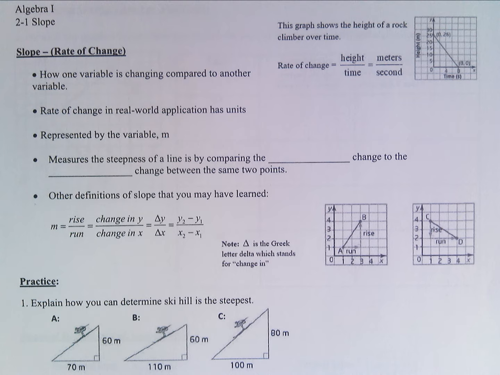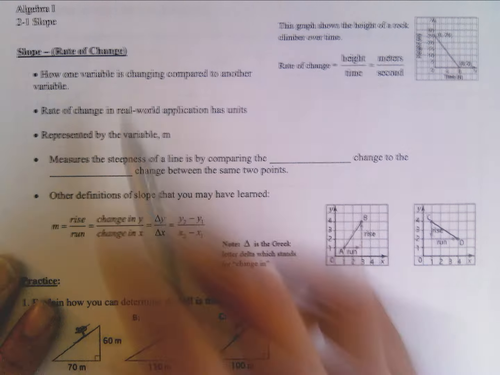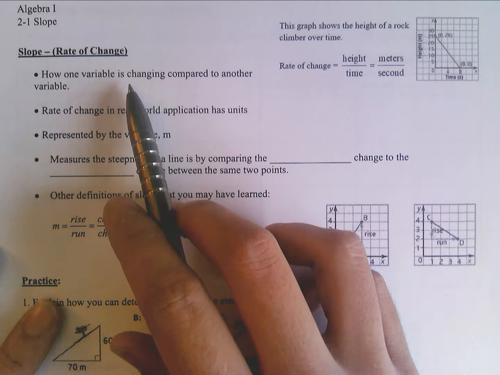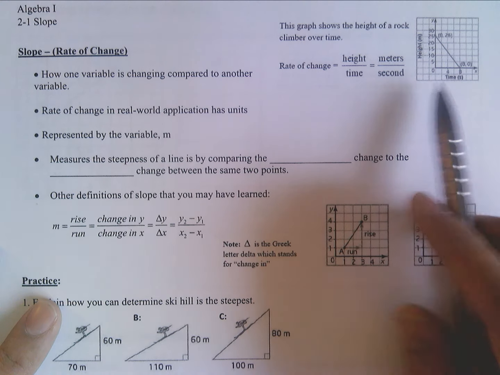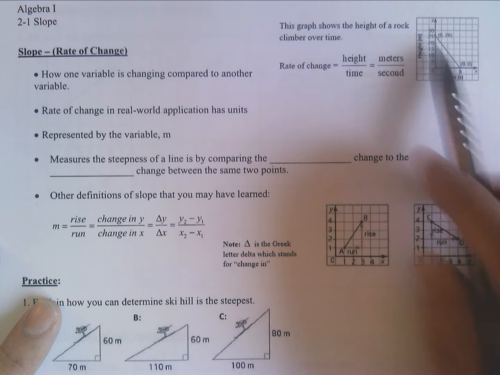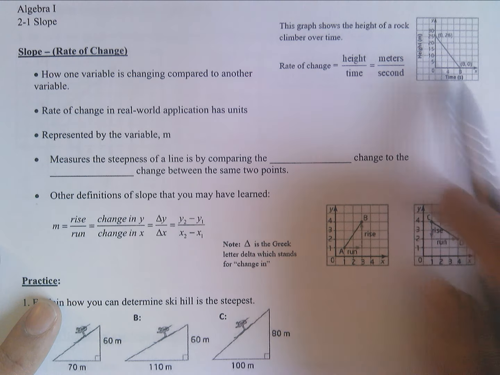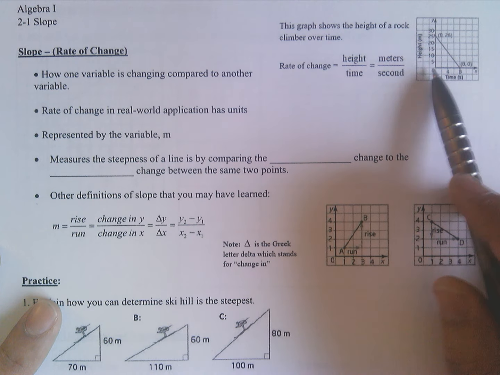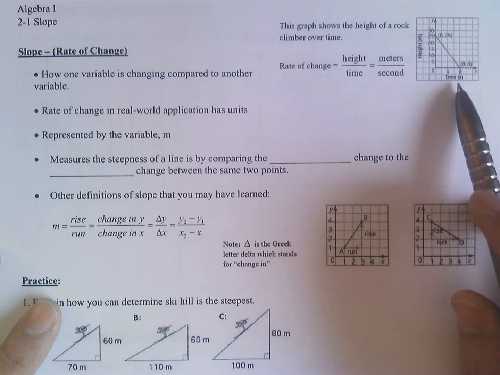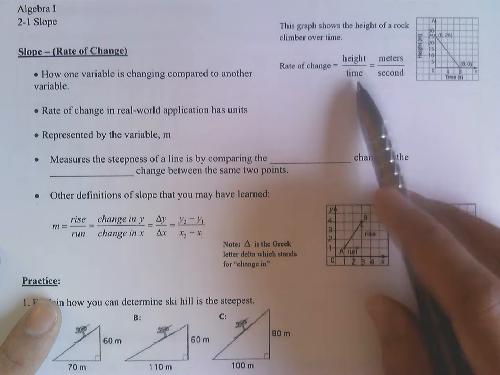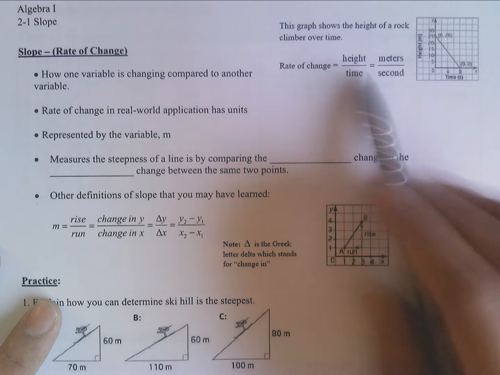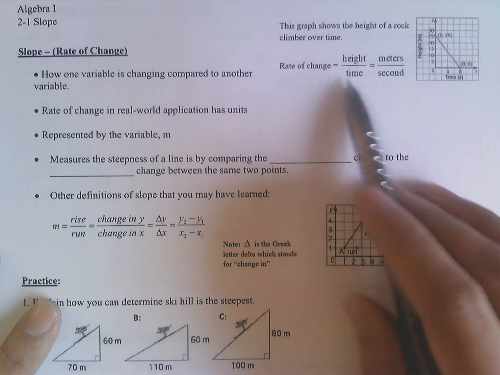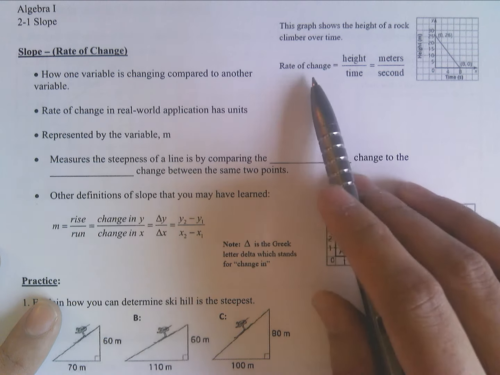So today's notes are going to be slope as a rate of change. Slope is how one variable is changing compared to another variable. If we take a look at this graph over here, we can analyze the slope of this graph, or the steepness of this graph, to show the change in height over time. So how the height is changing per unit time is our slope or our rate of change.